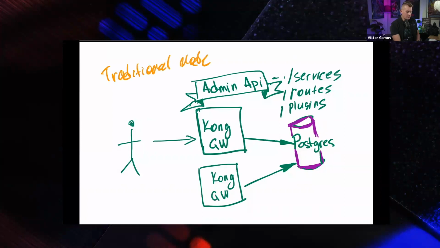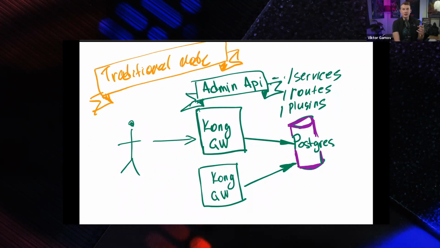So with traditional mode, we introduce a database. The database will have a persistence layer for our API and our configurations. All these things will be stored inside the database, and the admin API will enable access to those services. So you will be able to do mutations, you will be able to create a service, delete a service, and after restart, you will be able to rehydrate this configuration.